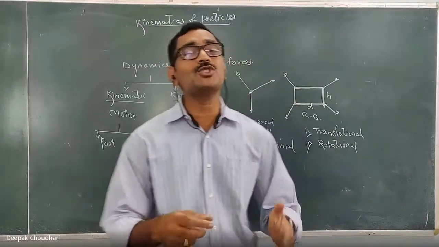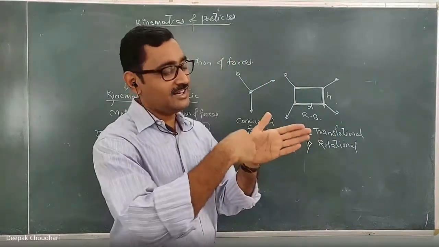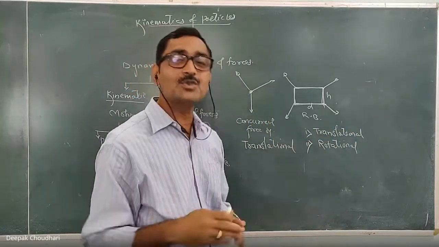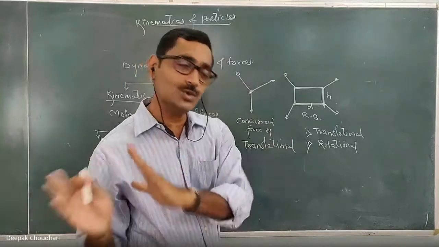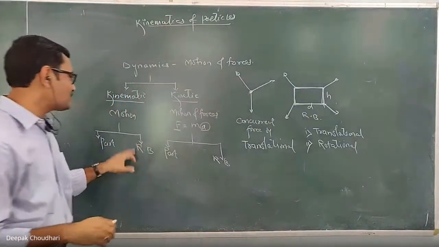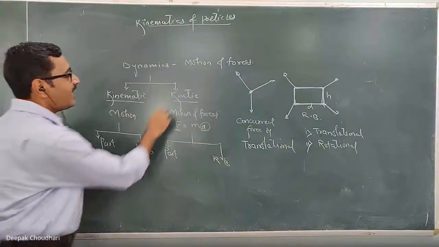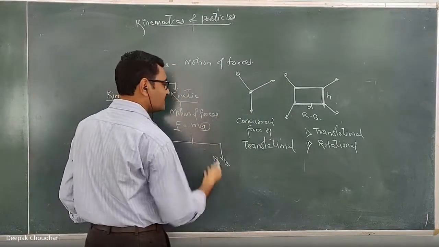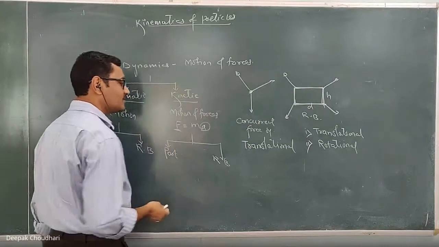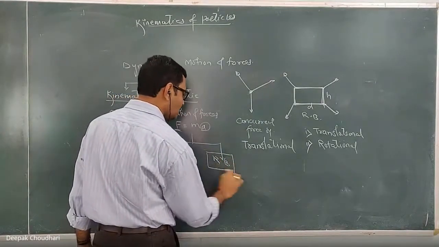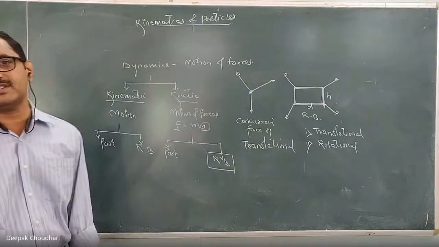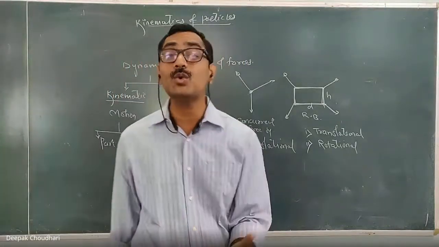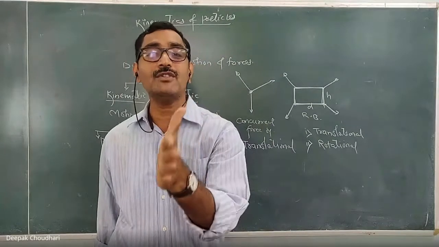For example, the motion of a wheel of an automobile has translational as well as rotational motion simultaneously. That motion is known as general plane motion. That general plane motion we have to study in kinematics of rigid body, and kinetics of rigid body also has the same motion, but there are some forces, moments and torque as well. But this part is not in your fourth semester syllabus.